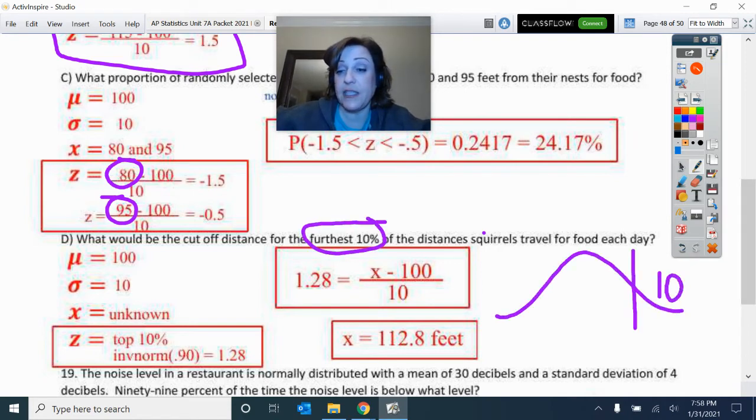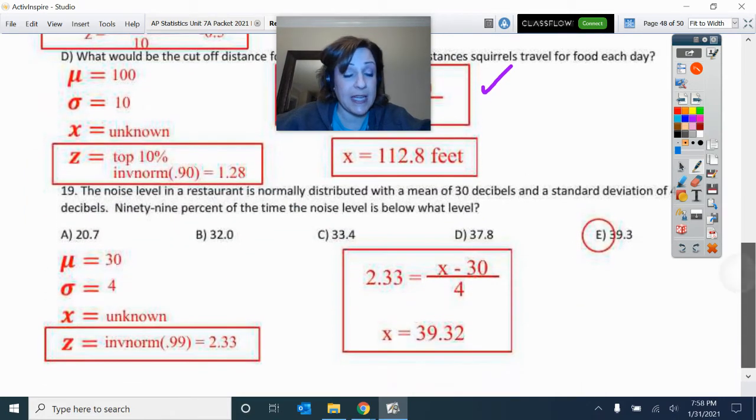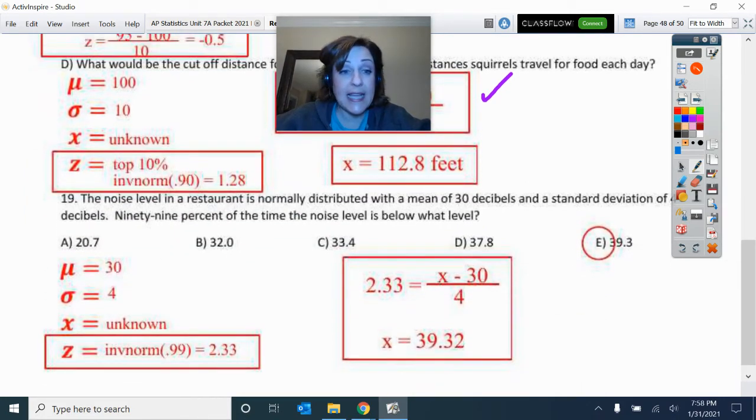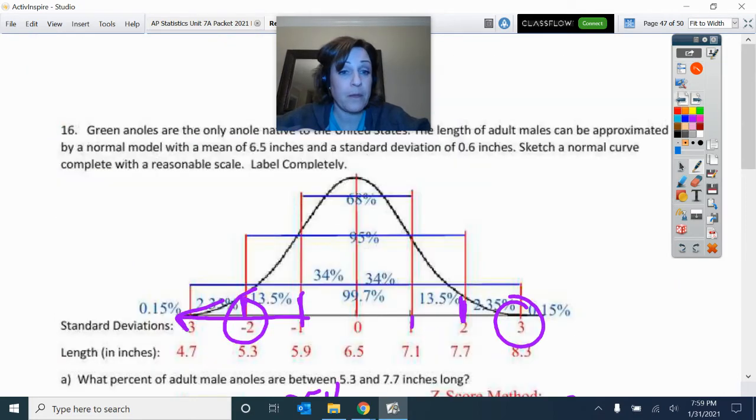What would be the cutoff distance for the furthest 10%? Well, if that's the farthest 10%, then that's 90% below it. So that z-score is 1.28. Then you set up that z-score formula to solve for x. Here we have this 99% that we want to be below that particular level. So that's your lower 99%, which makes that z-score inverse norm of 0.99. So 2.33 equals x minus the mean over the standard deviation, and then you solve.